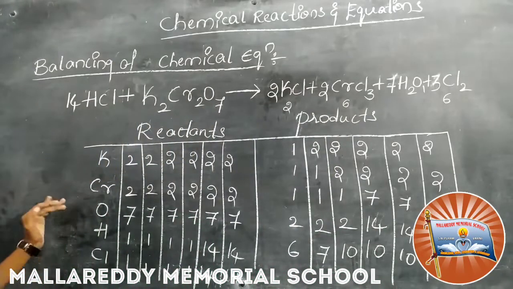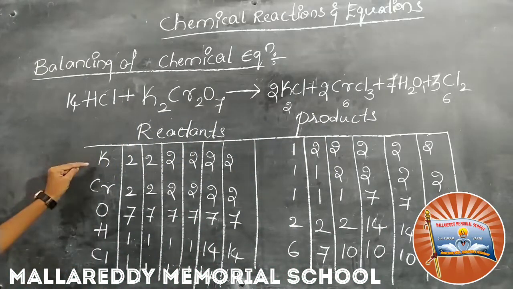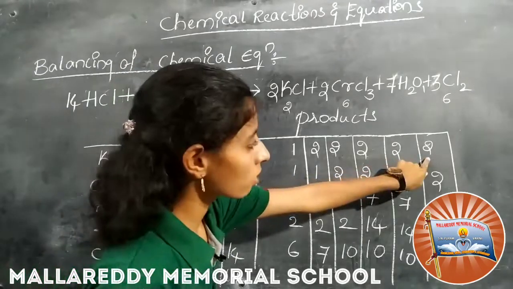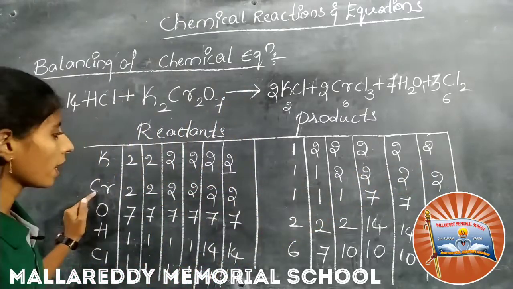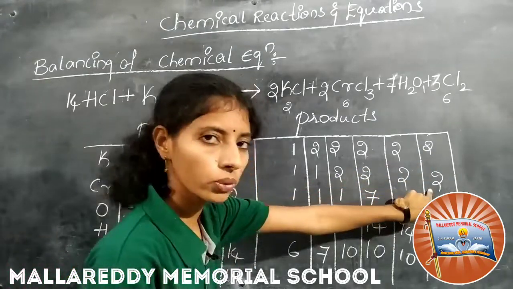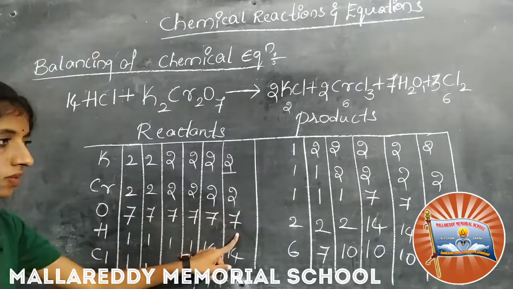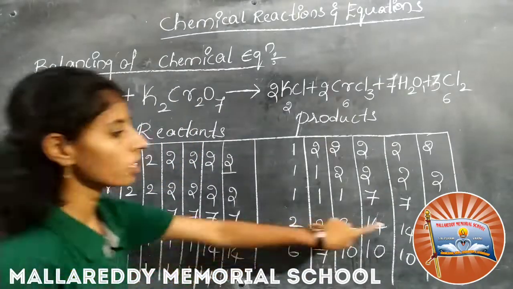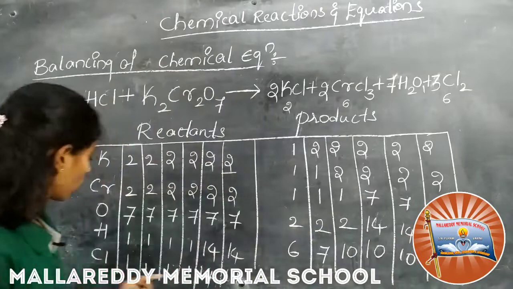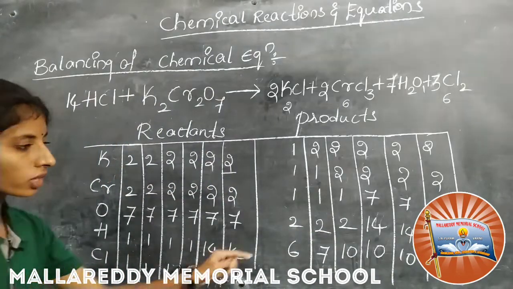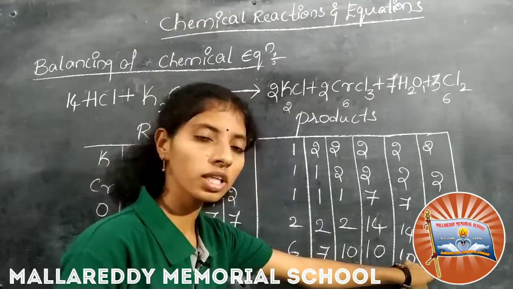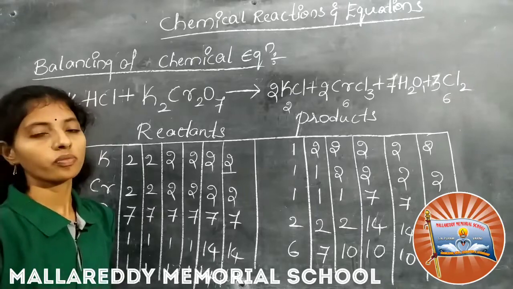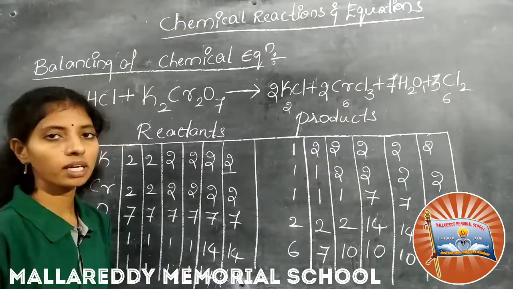Okay, now let's check all the atoms. Potassiums are 2 on the reactant side, product side also we have 2. Chromium atoms, here we have 2 and here also 2. Oxygen atoms, here we have 7 and here also 7. Hydrogens, here we have 14 and product side also 14. Finally chlorines, on the reactant side we have 14 and product side also we have 14 chlorine atoms. So all the atoms in this chemical equation are balanced. So this is the way to balance the chemical equation.